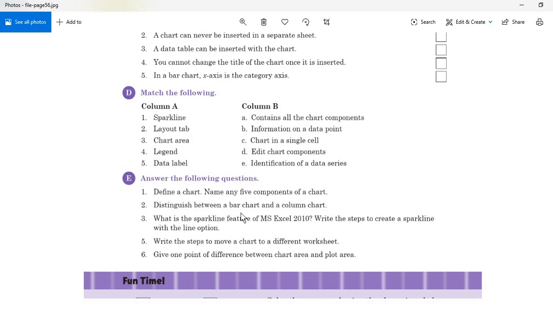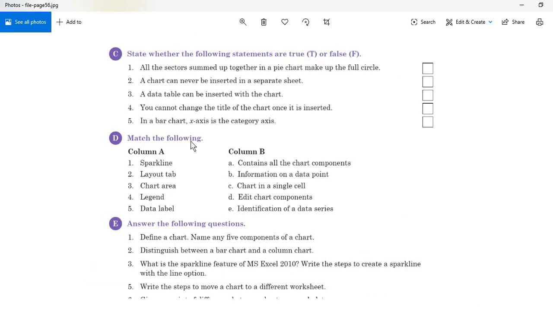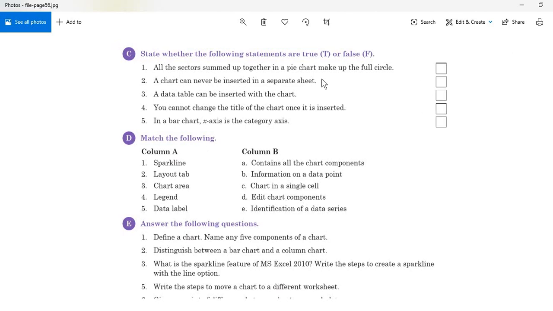Then in case of true and false, you have to write whatever is false or whatever is true, but after writing the full sentence. Now if any of the answers is false, you have to write what is true for that statement. Match the following: you will not crisscross, like dragging a line from spark line to here, no. You will write the column A on the left hand side, and you will write the perfect match for column B with column A on the right hand side.